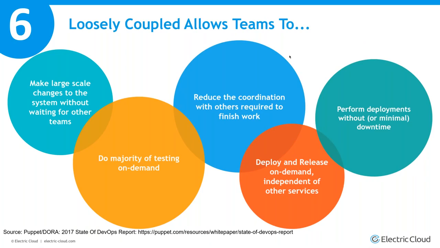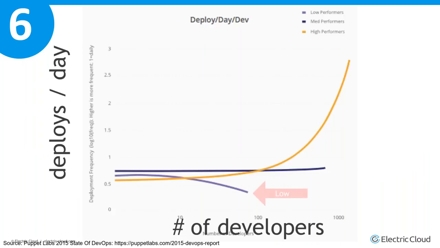To what extent can they perform deployments and releases of their service on demand independently of services that they may be dependent upon? And also, if all those things are true, they should be able to do deployments during normal business hours with negligible downtime. So those 5 things had one of the highest predictors of performance in the area of technical practices.